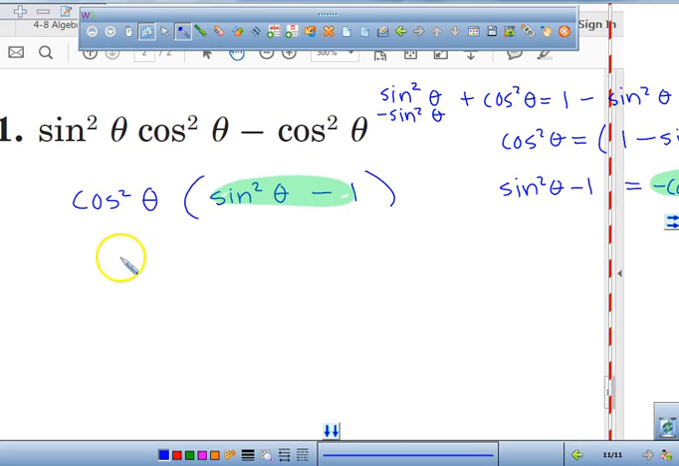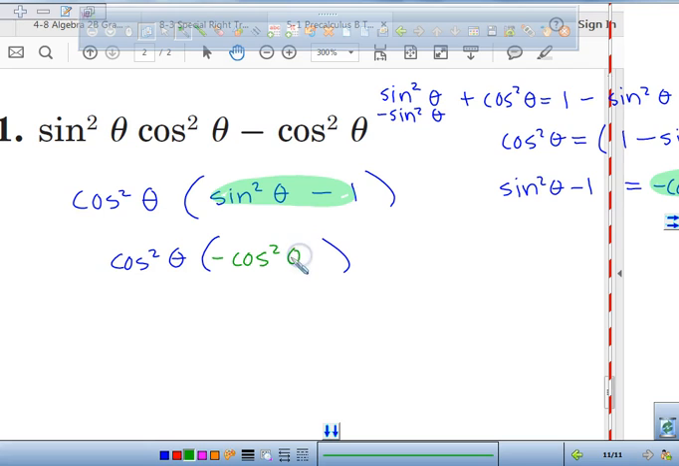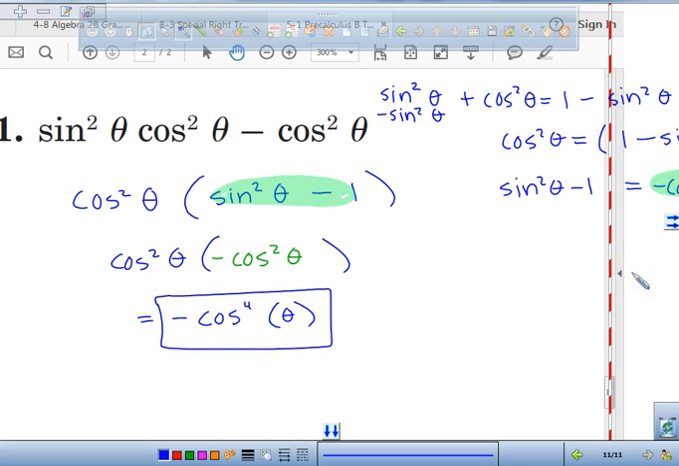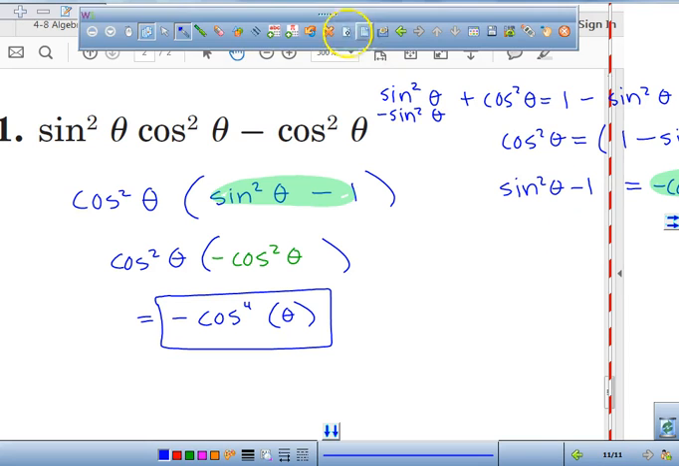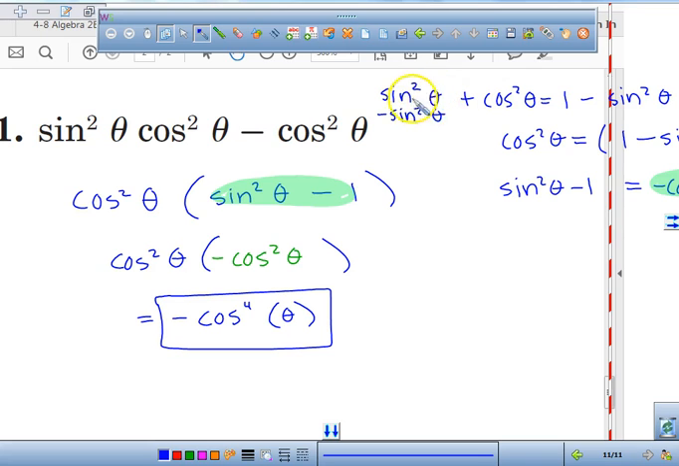So, Josiah, we're going to take cosine squared theta, and we're going to multiply that by a negative cosine squared theta. So your final answer is a negative cosine to the power of 4 theta. That's as simplified as it gets. Which Pythagorean identity did I use? The most common one, which was sine squared theta plus cosine squared theta equals 1.